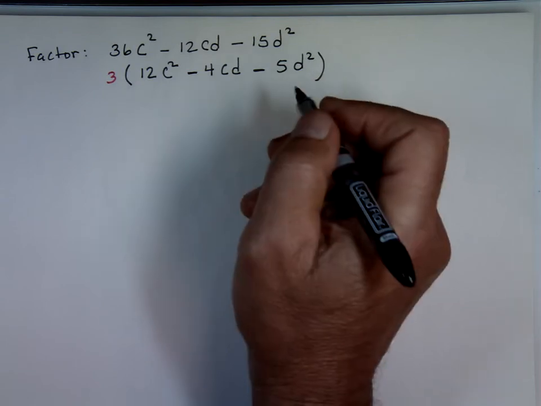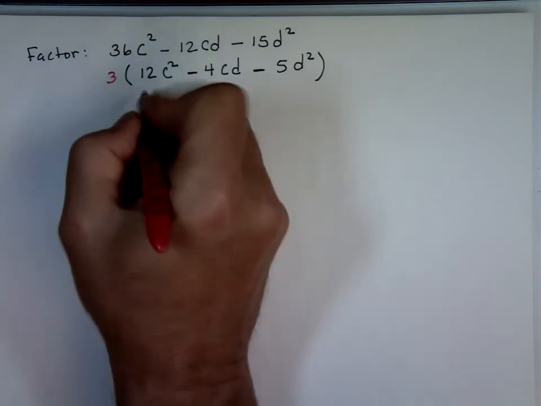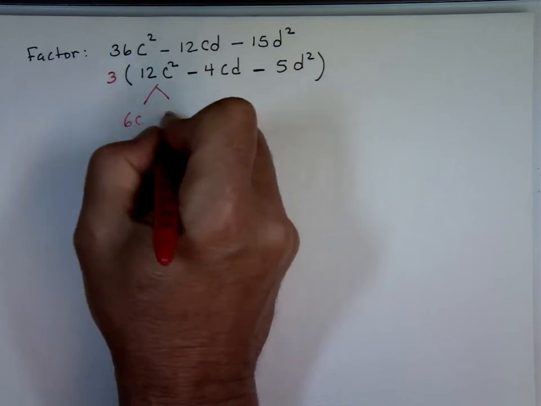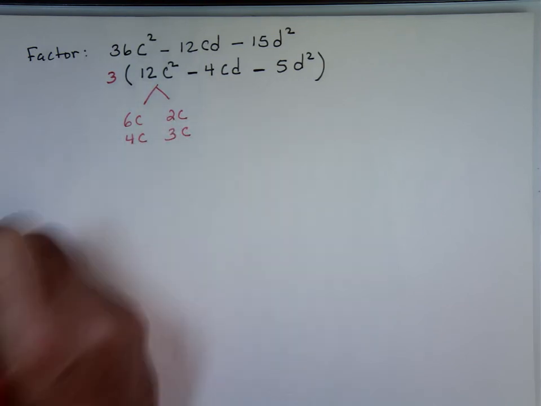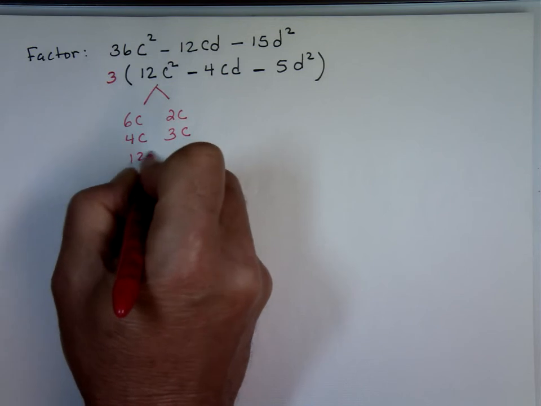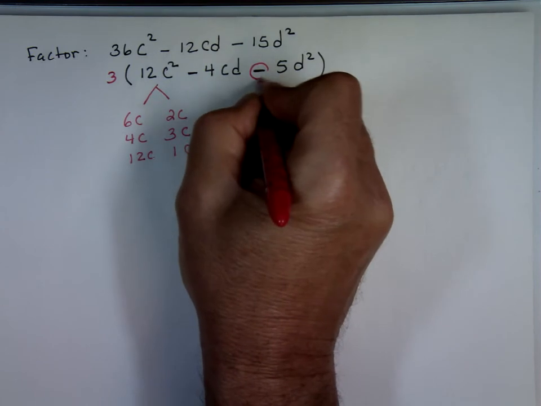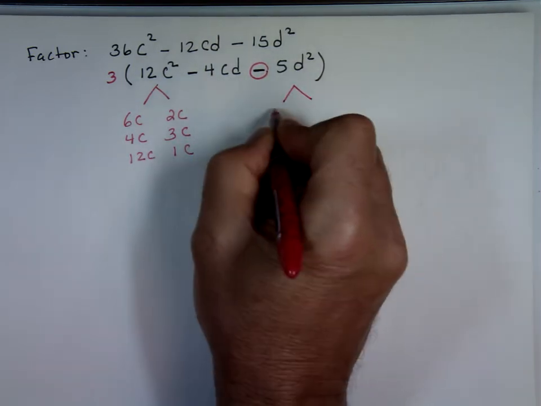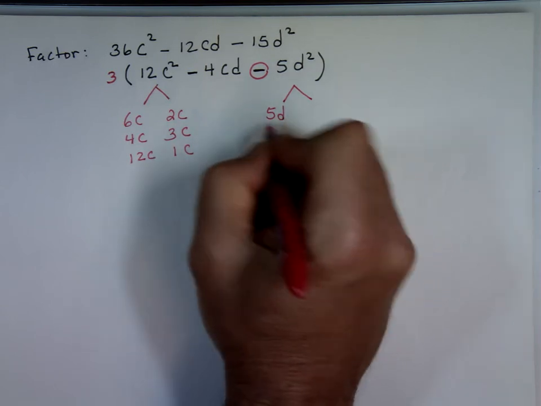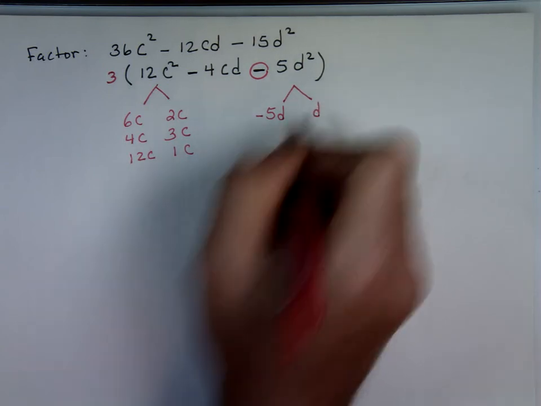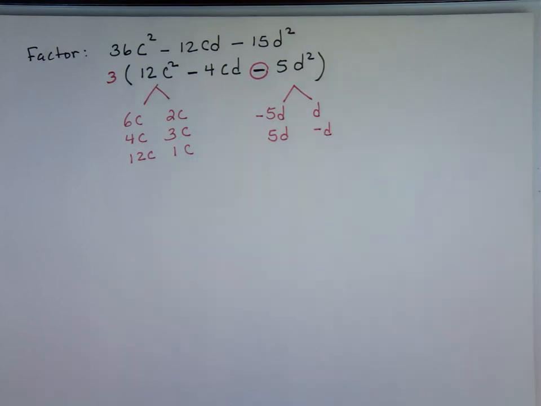So let's look at the 12. I can break the 12c squared into 6c and 2c, 4c and 3c, 12c and 1c. Again, this sign is negative. That tells me the signs are different. So this could be 5d times 1d, or 5d times a minus d. Or 1. If you want to put a 1, go ahead, put a 1 there.